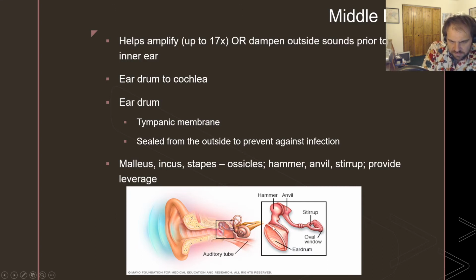This is a close-up. So you've got your hammer, which directly interfaces with the eardrum. You've got the anvil, and then the stapes or stirrup. And this is going to interface directly with the oval window of the cochlea, which is where we're going next. That's the inner ear. And we'll talk a little bit more about muscles and stuff that go along with this in a few seconds.